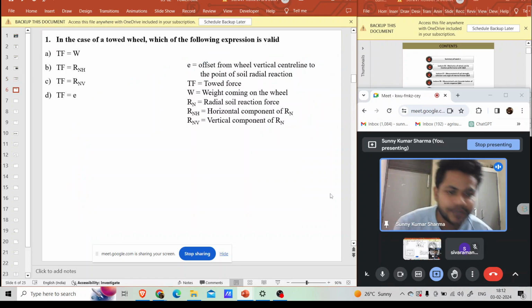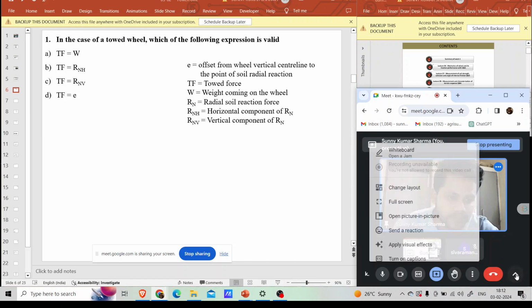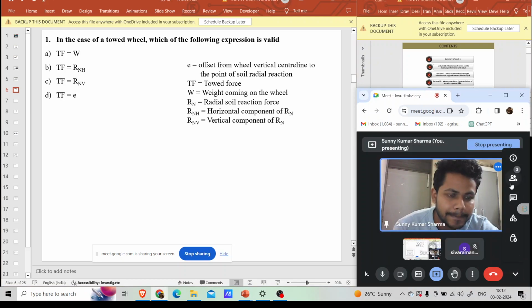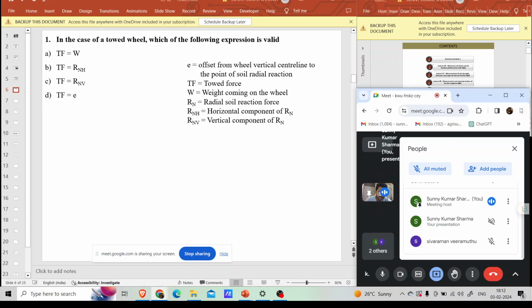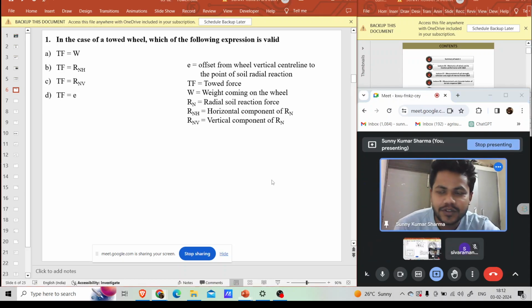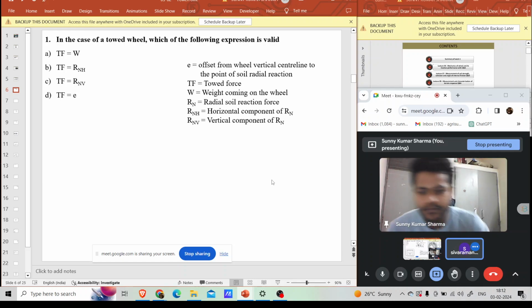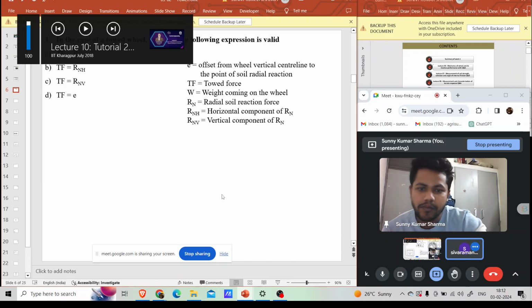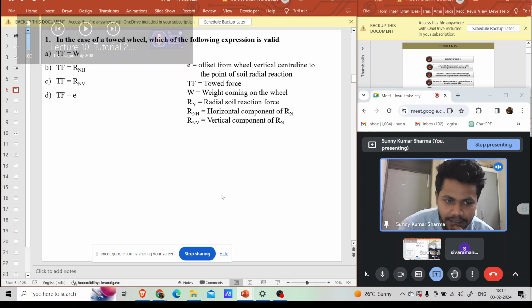So I will be starting with a problem. How many students are here? So Sivaraman, only you are there. So you tell me, in case of a towed wheel, which of the following expressions is valid? If you have seen the lecture, then you will be able to answer.